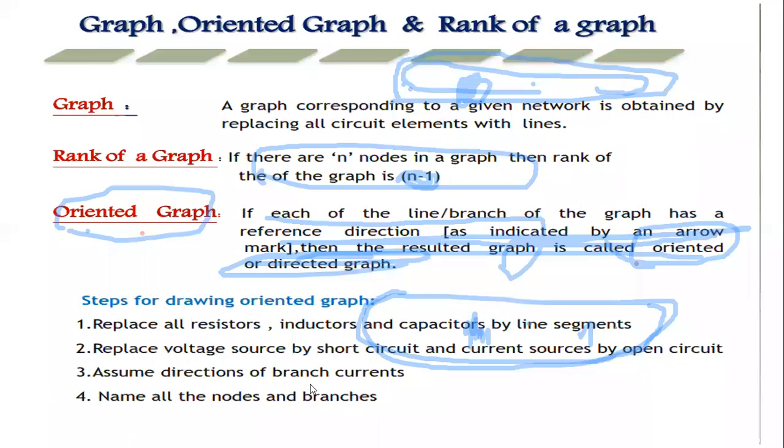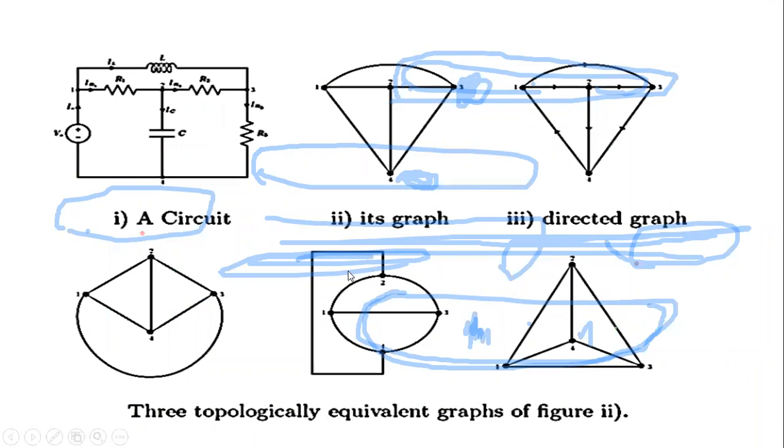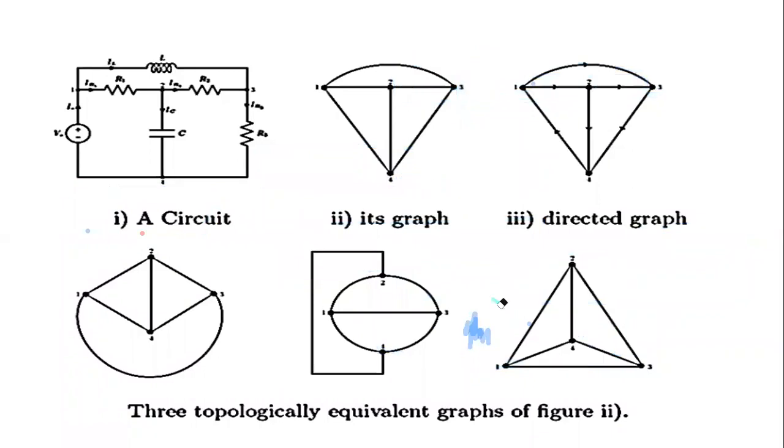Assume directions of branch currents. You can assume any direction. So this is going to be the graph for the circuit. Now you can see here, this one is a node, this one is a node, and these are branches. So we get this one.